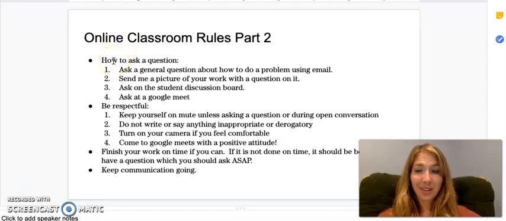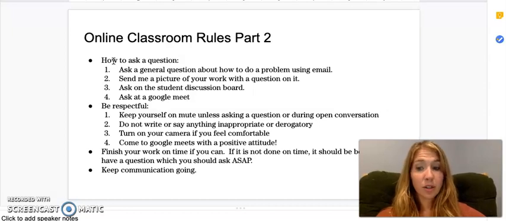How to ask a question is a little different online. You can ask a general question about a problem, like how do I do something, on email. You can also send me a picture of anything, take a picture of the work, if it's just not working out right. You can ask another student on that discussion board, or you can ask it at Google Meet. So those are all different things. You have a bunch of ways to ask questions, and you want to ask them as soon as you can. You should also be respectful, right?